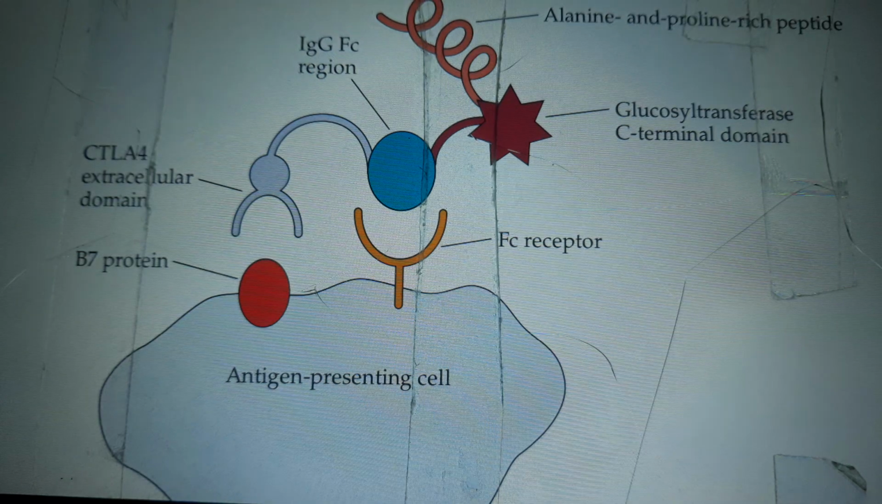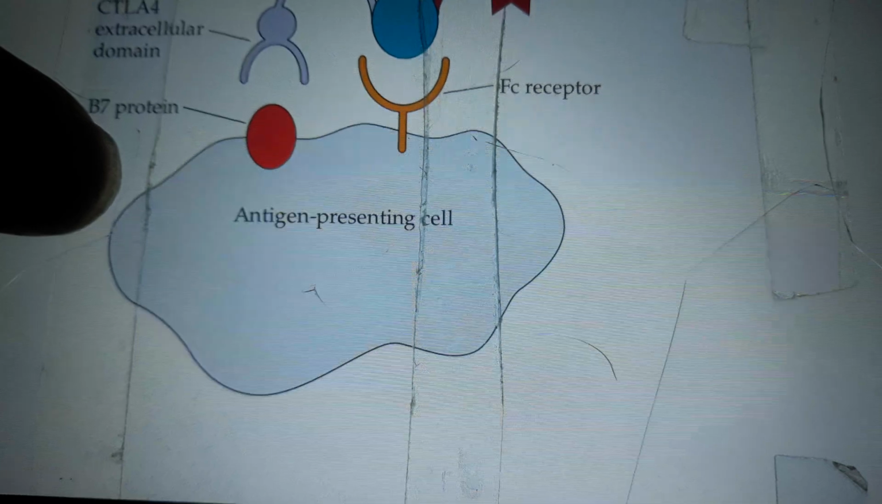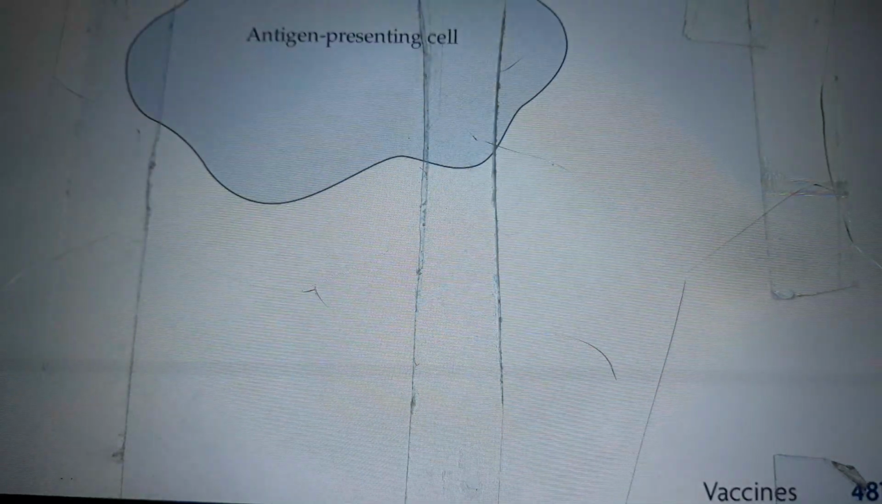You have alanine and proline-rich peptide, IgG Fc region, glucosyltransferase C-terminal domain, CTLA4 extracellular domain, Fc receptor, B-cell protein, antigen-presenting cell. Right? Noted? Make points.